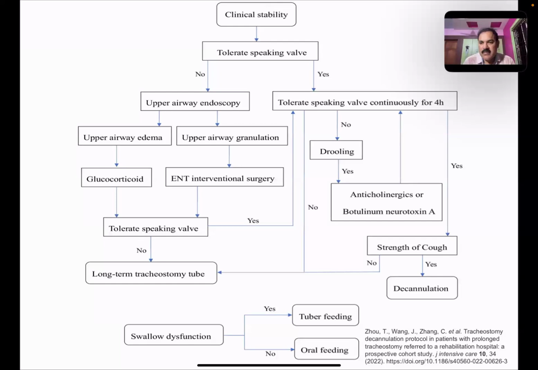Okay. Is it okay? Yeah. One more question. Where you put a metal tracheostomy tube in the process?